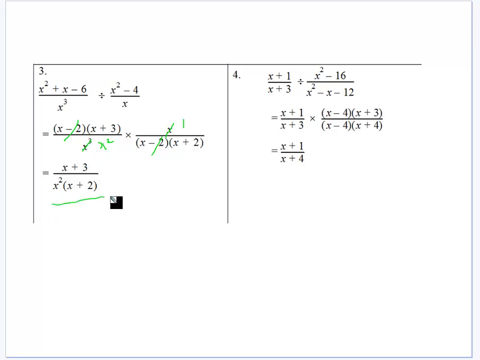Can't go any further. So in question 4, again, the left hand side here, pretty simple, doesn't change much, but we're going division to multiplication, turning it upside down, factorizing x squared minus 16, the difference of two squares, and x squared minus x minus 12 comes to minus 4 and positive 3 there, and then we can start to cancel what we've got there. We're left with x plus 1 on top, x plus 4 on the bottom. So that's what we need to do with all those. Need to factorize first. Always factorize before we start to cancel. Keep that in mind as you go through and do that.